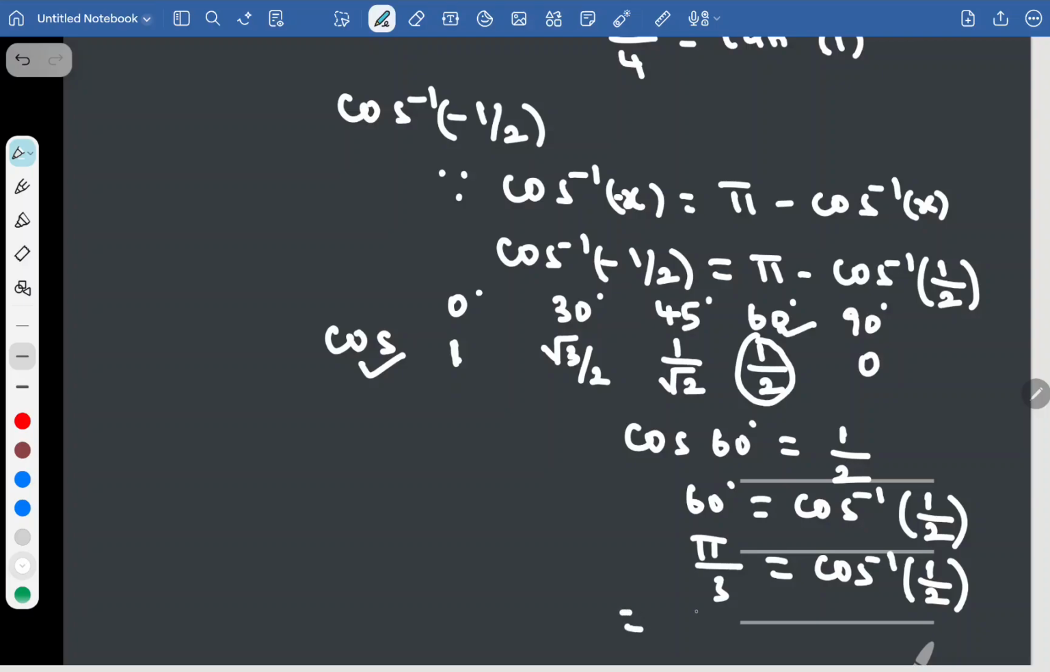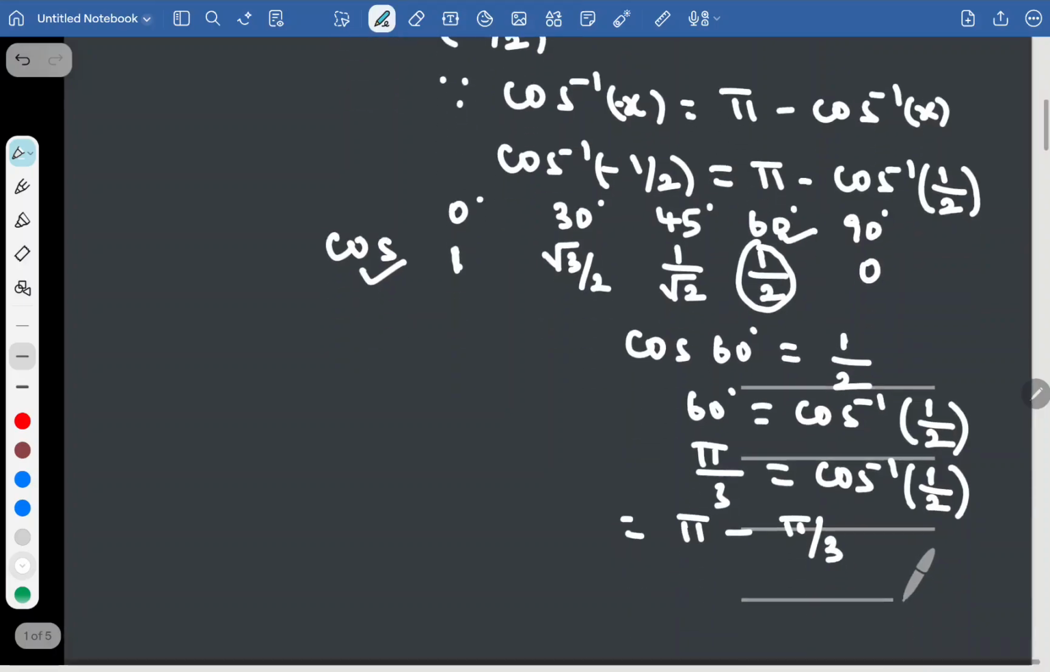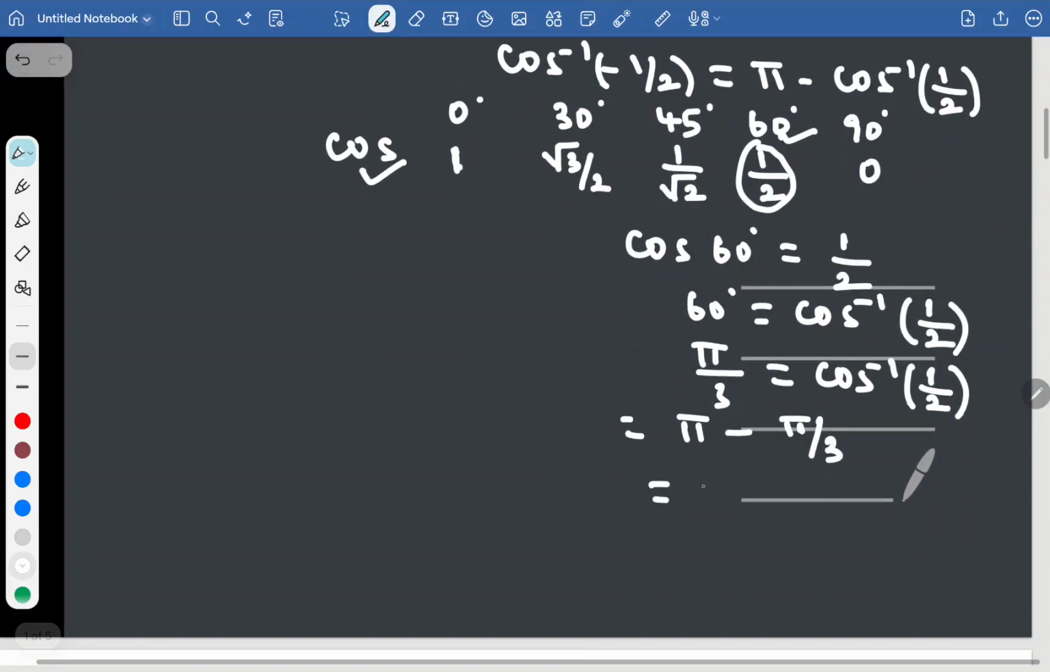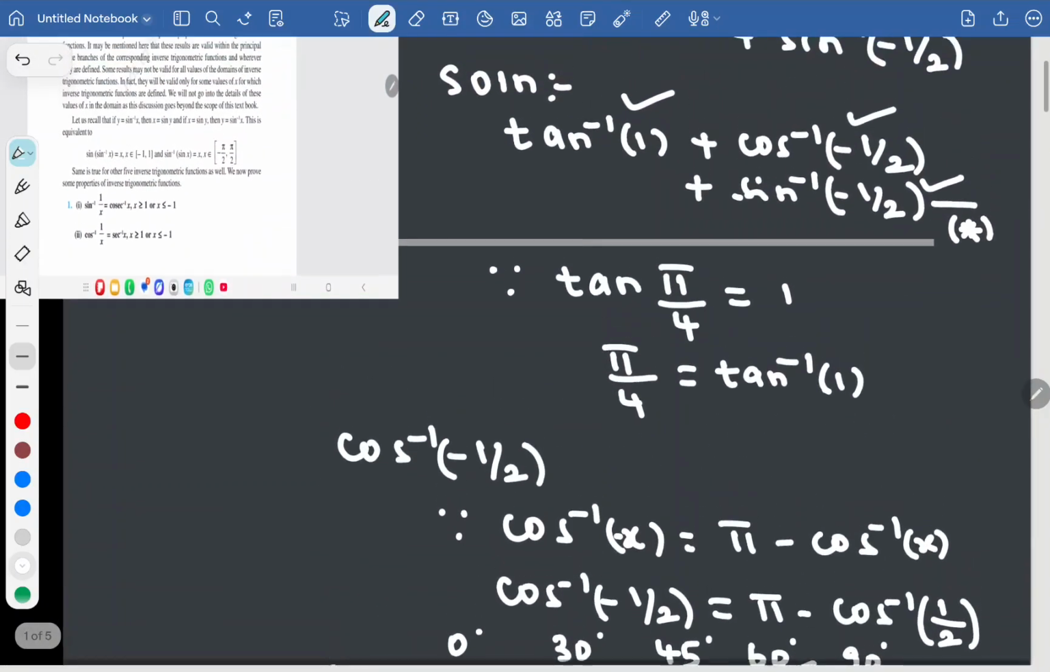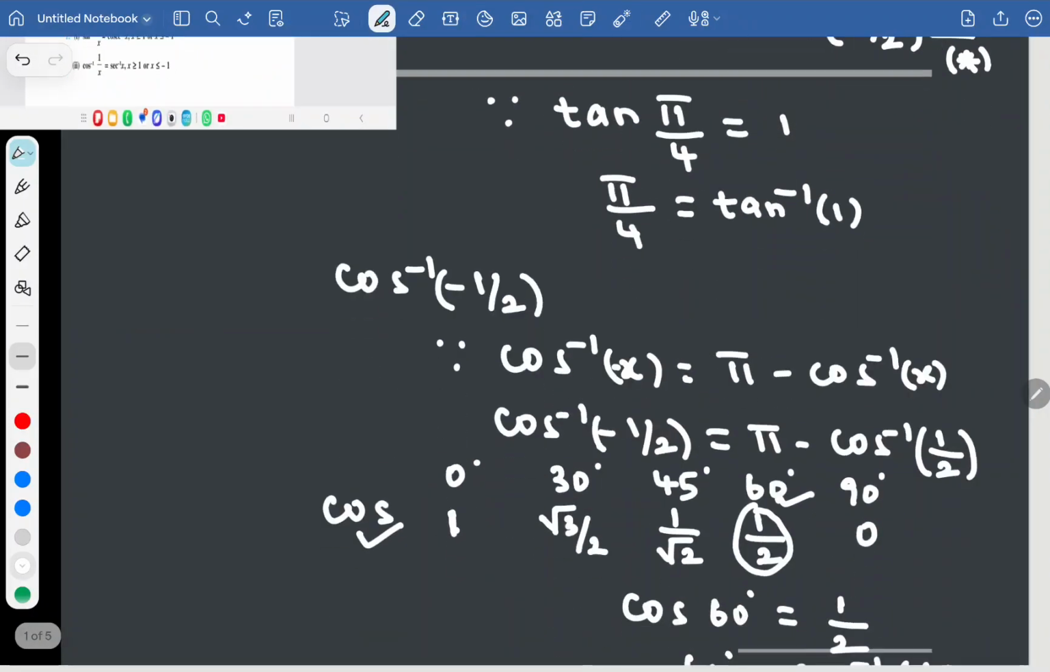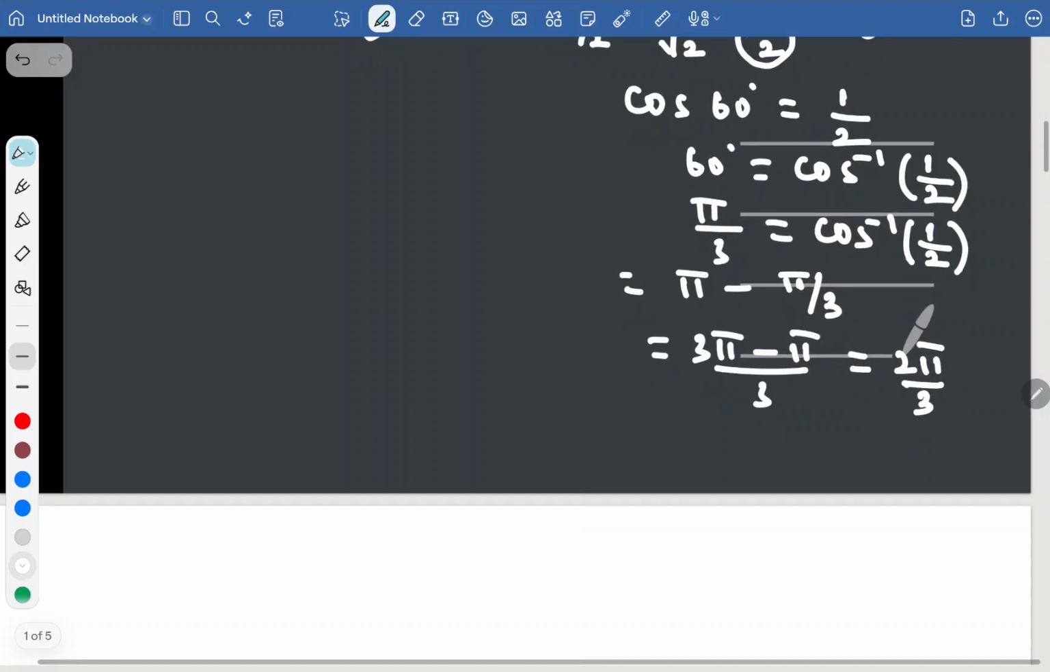Therefore, pi minus pi by 3, simplifying, 3 pi minus pi by 3, gives 2 pi by 3. So cos inverse of minus 1 by 2 is 2 pi by 3.